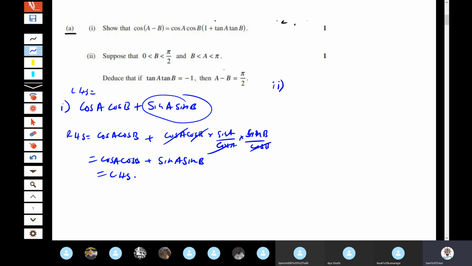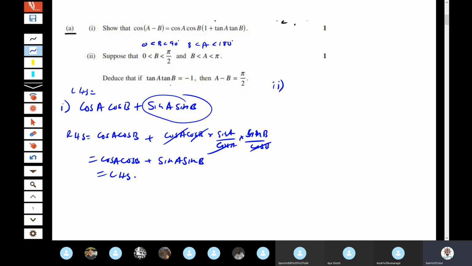Double I. Suppose B is between 0 and 90 degrees, and A is between B and 180. So B is between 0 and 90 degrees. Nothing too fancy, but then A is obviously somewhere between B and 180 degrees, where B is between 0 and 90. So A could be anywhere between 0 and 180, but it can't be equal to 90 degrees or 0 degrees or 180 degrees.